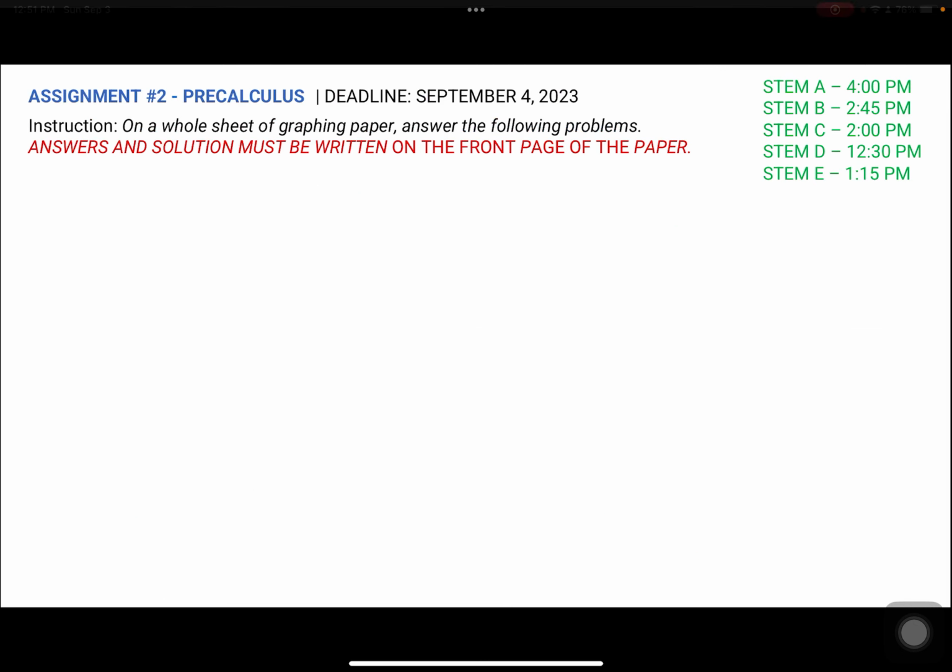Okay? So, for your assignment, deadline niya tomorrow, Monday. So, ayan yung mga time slot natin. So, during your class, except lang sa STEM D. So, kailangan nyo lang ipasa na mas maaga. On a one whole sheet of graphing paper, answer the following problems. Answer and solution must be written on the front of the page. So, wag na po kayo magsulat sa likod.